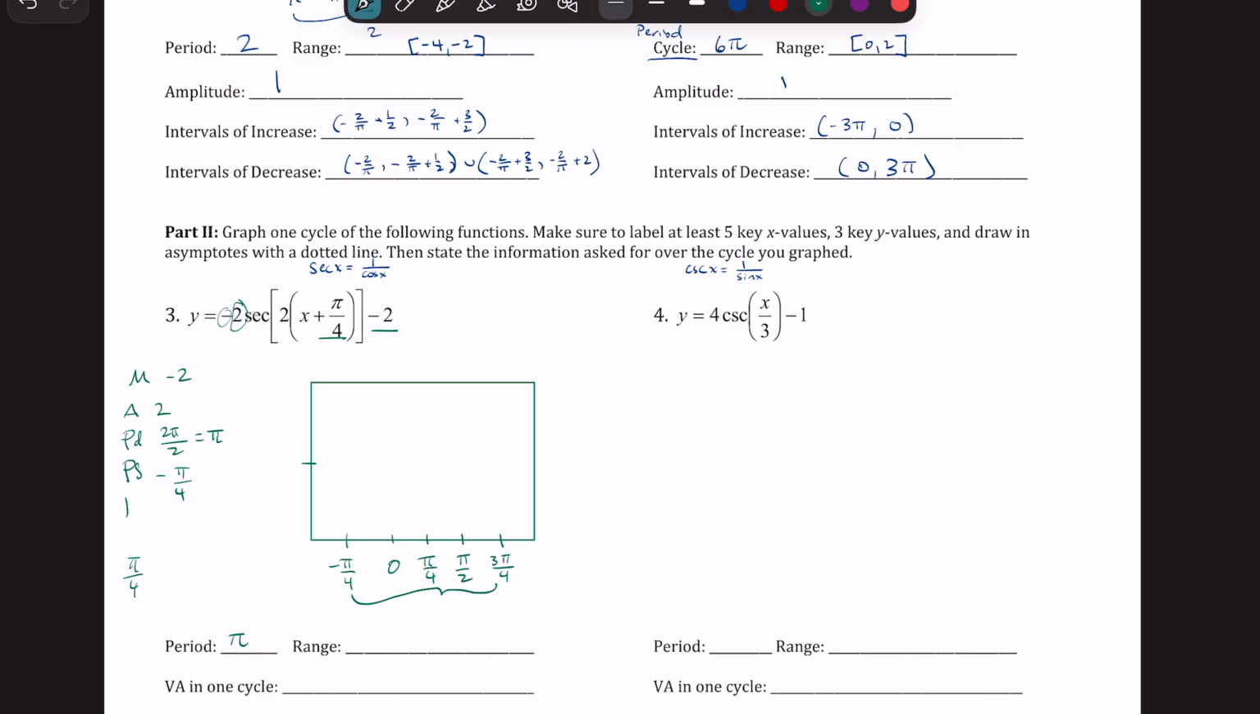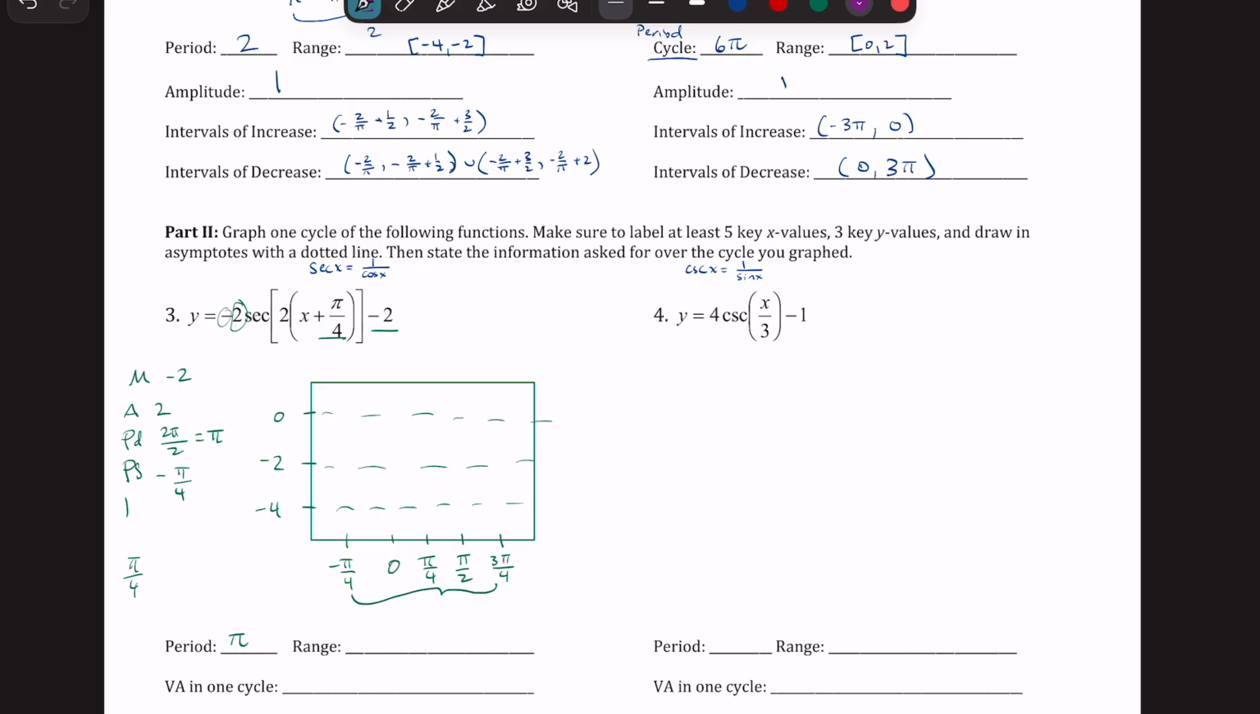All right. Midline we said was -2. The amplitude is 2, so this is going to go to 0. That's going to go to -4.